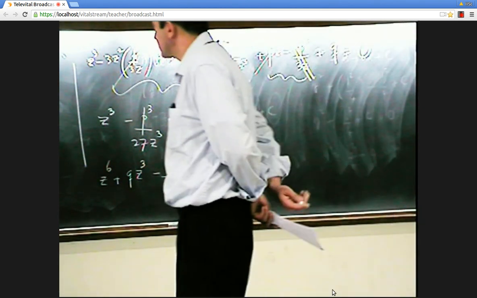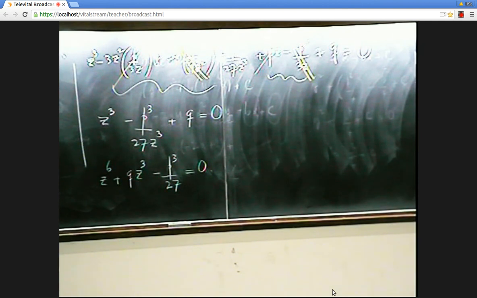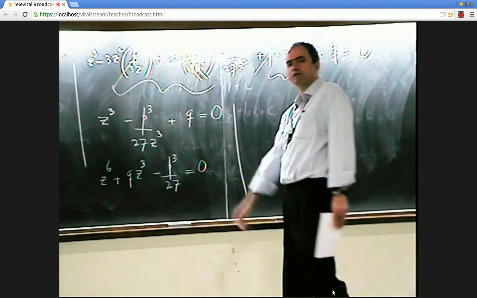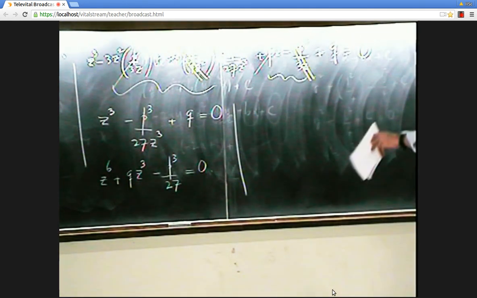Takes a cubic and gives you a degree 6 equation of a very, very special kind. This is a quadratic in z cubed. This will allow us to find what z is, and I know what y is, and therefore I know what x is. But the surprising thing is that there's a fair bit of work to be done here. I'll tell you why.